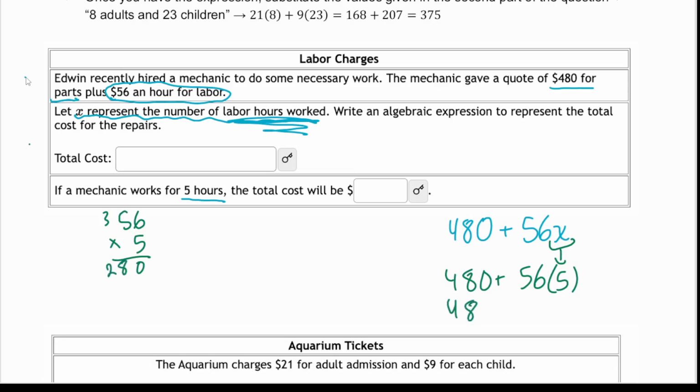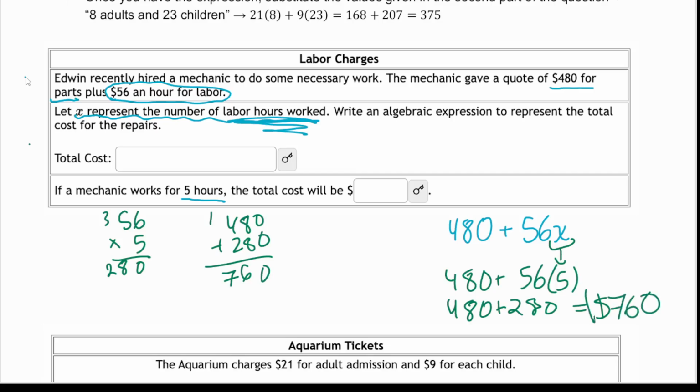So then you'd have 480 plus 280. And if you do 480 plus 280, 0 plus 0 is 0, 8 plus 8 is 16, carry the 1. 4 plus 2 is 6, plus 1 is 7, so 760. So it would cost you a total of $760 to get your car fixed there.